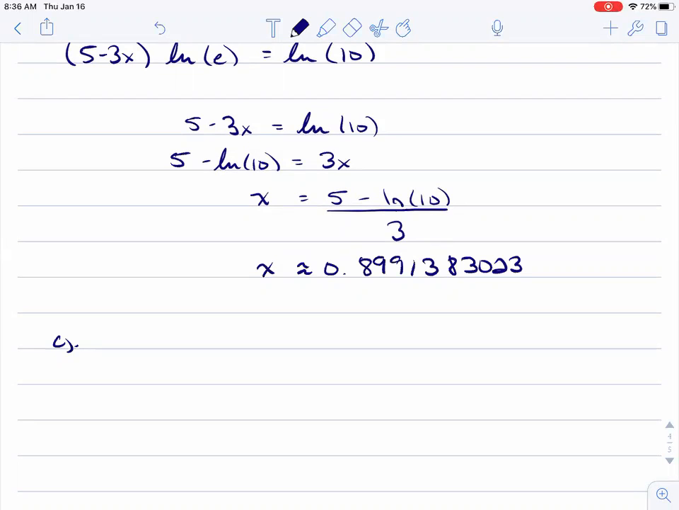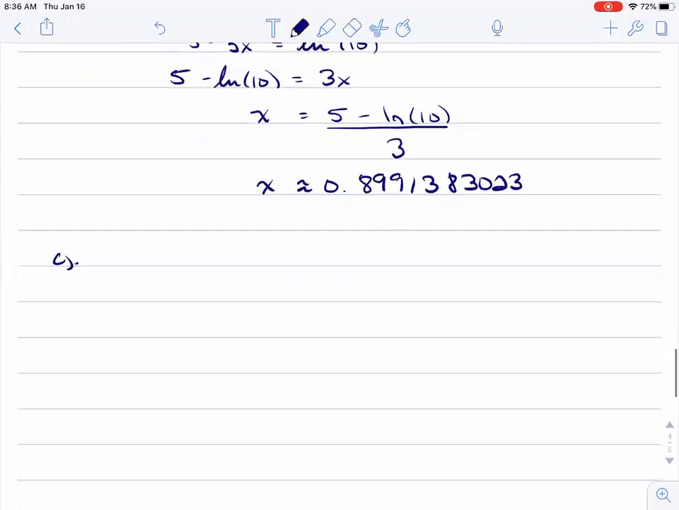Last one was a little bit tricky. We said, okay, we're going to solve the natural log of x minus 2 plus the natural log of x is equal to the natural log of 5. Pretty sure that was it.